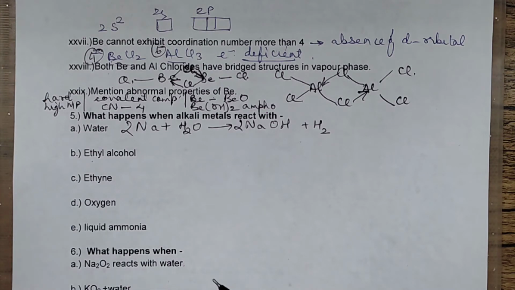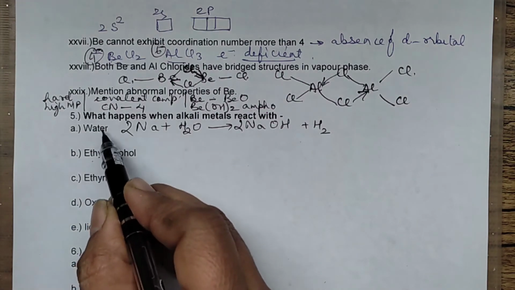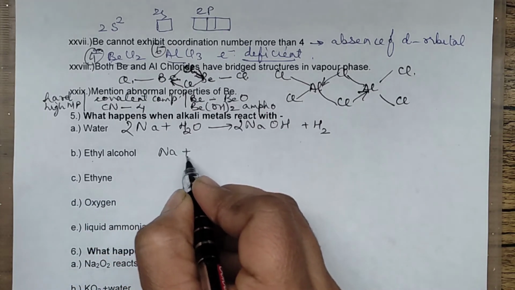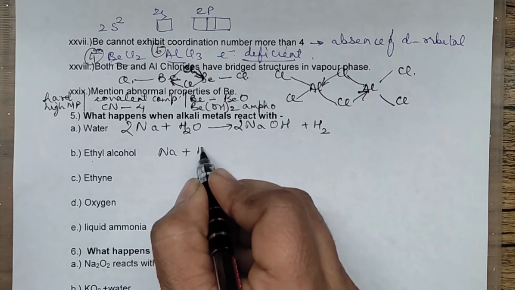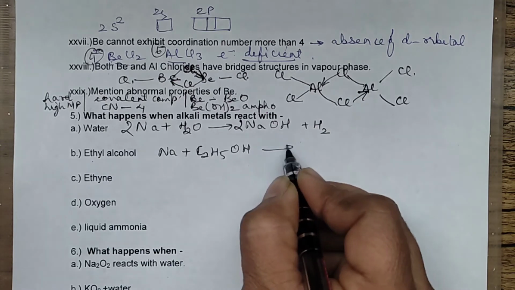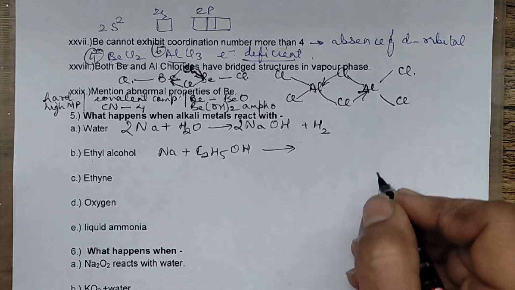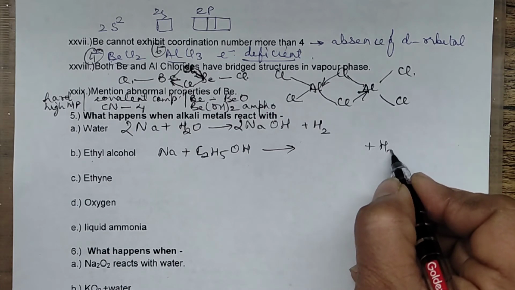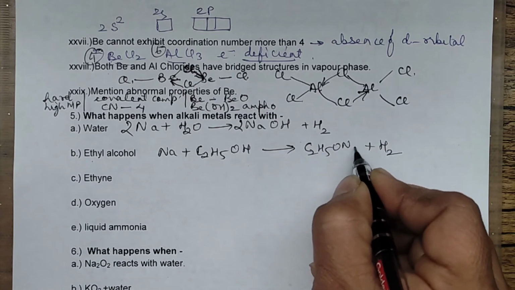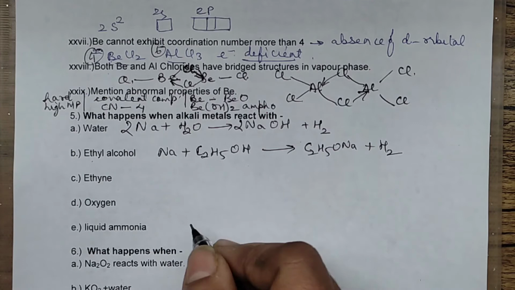With ethyl alcohol. See, ethyl alcohol, ethyne, even water, these are all proton donors. So these react with the alkali metal. Say I am writing with ethyl alcohol, C2H5OH. So what will it do? Na will take the place of this H, and H has to come out. So when you are writing the equation, it will be H2 this side, and you are getting C2H5ONa. That is, sodium ethoxide will be obtained.